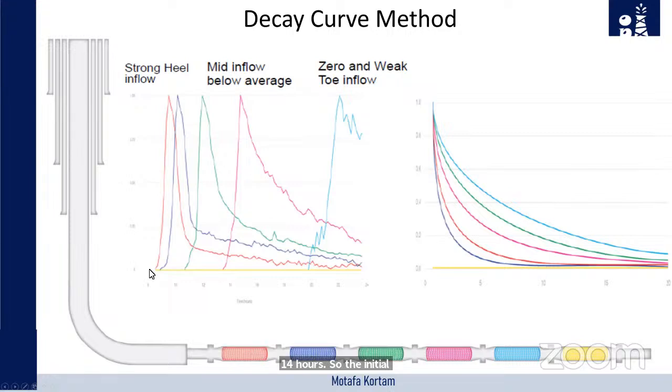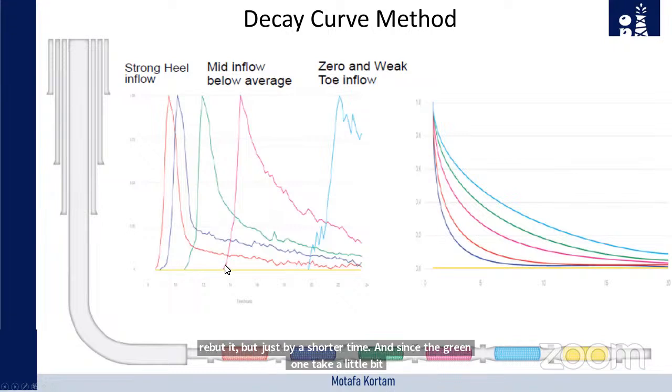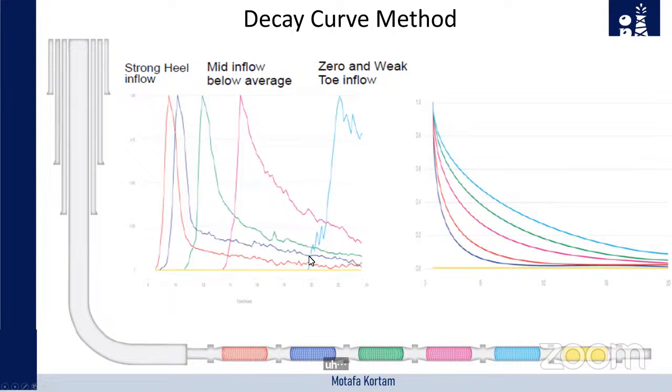Later, these intervals contributed, but just for a shorter time. And then the green one takes a little bit shorter time than the purple one. Of course, the cyan one is very late, and the yellow one doesn't contribute at all. So here is another representation.